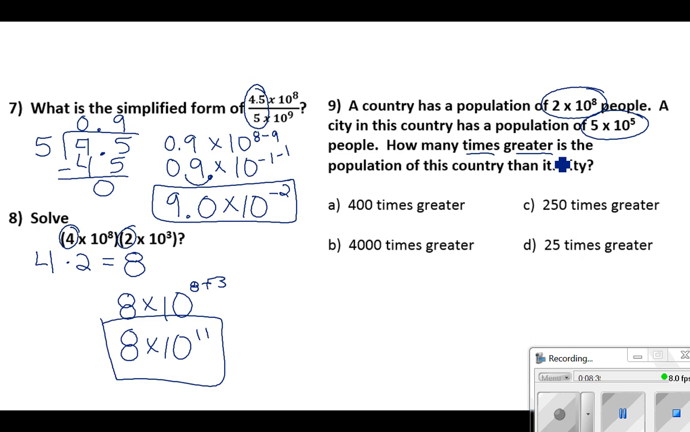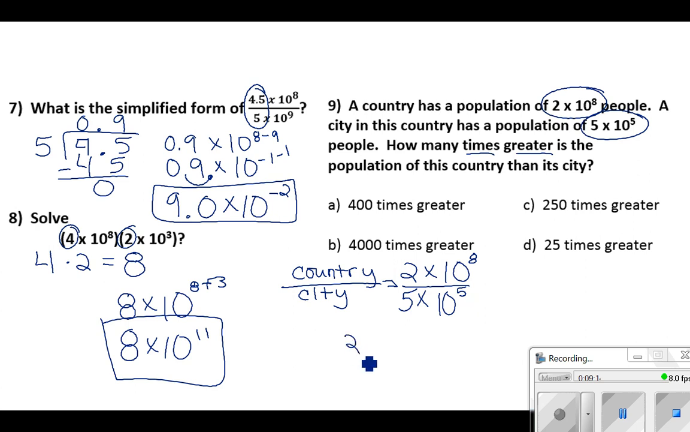So we are going to do the country divided by the city. So we have 2 times 10 to the 8th power over 5 times 10 to the 5th power. Again, you're going to use your strategy of dividing the numbers. So that would be 2 divided by 5. Add a decimal point and the 0.